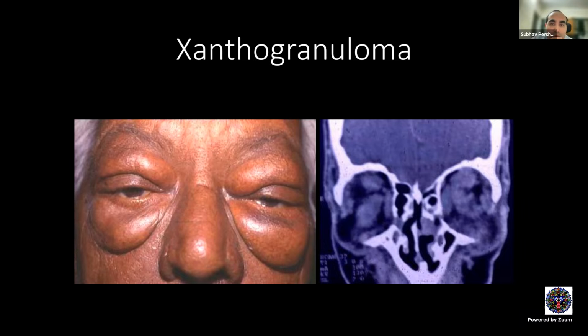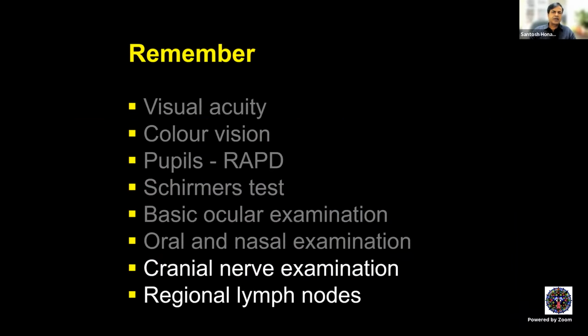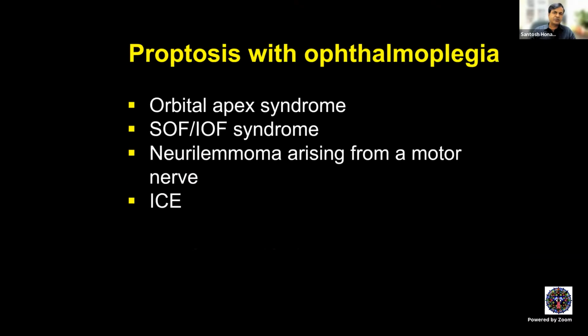That's very good. So if it were to be unilateral, you would think of a carotid cavernous fistula. It behaves exactly like thyroid disease, except for the fact that there will not be any lid signs, and there will be episcleral venous congestion. Cranial nerve examination and regional lymph nodes are also important.